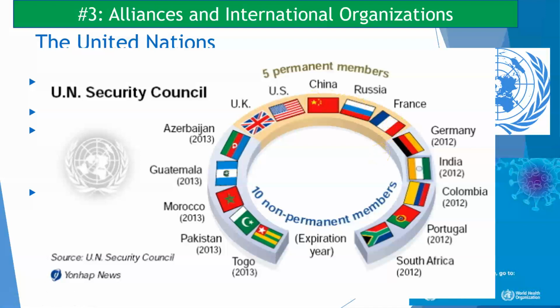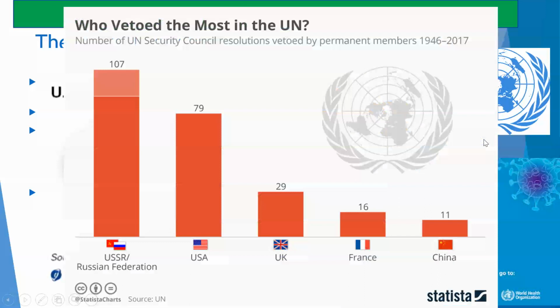And all of these countries not only stay on the Security Council, they get veto power. That means if one of them doesn't like a resolution that the Security Council is making, it doesn't happen. Now you can imagine that with the United States and Russia, or the Soviet Union, on the same Security Council, there'd be a lot of disagreement, and that definitely happened. You can see that the USSR, over here, voted no, veto, the most out of anybody on the UN.